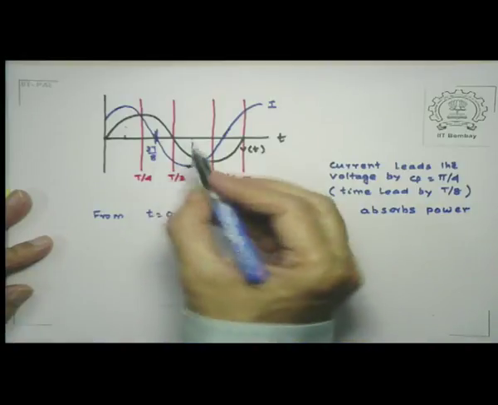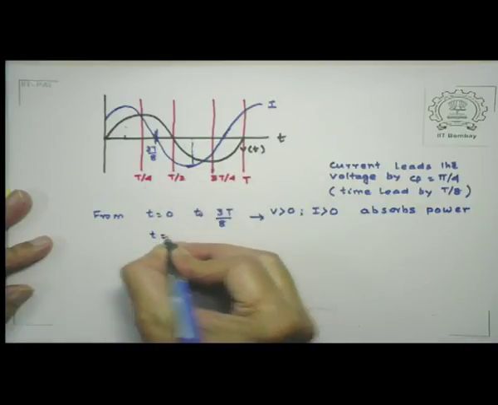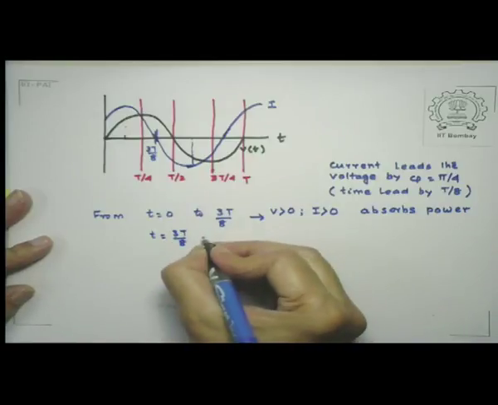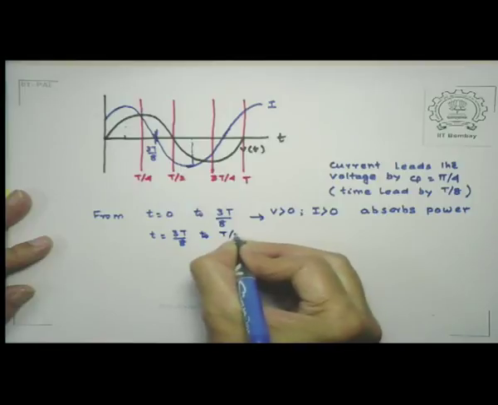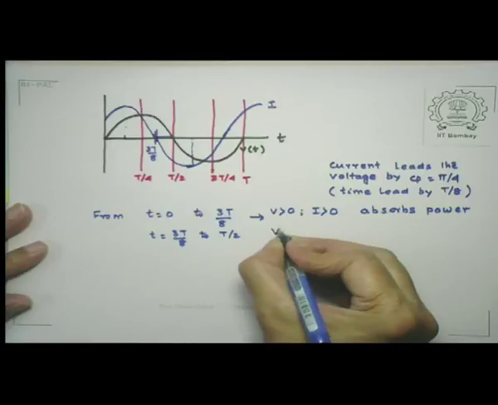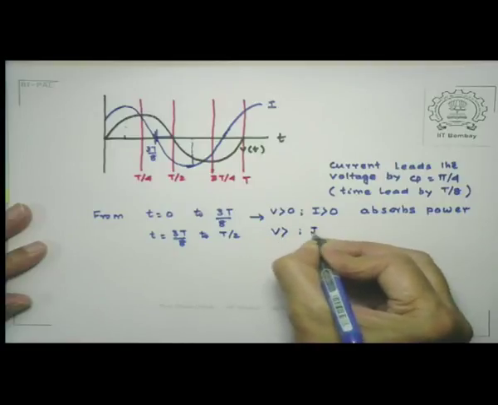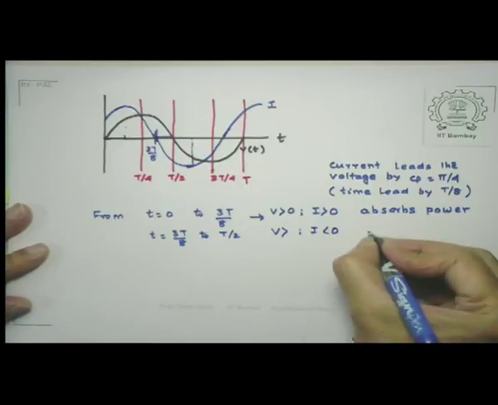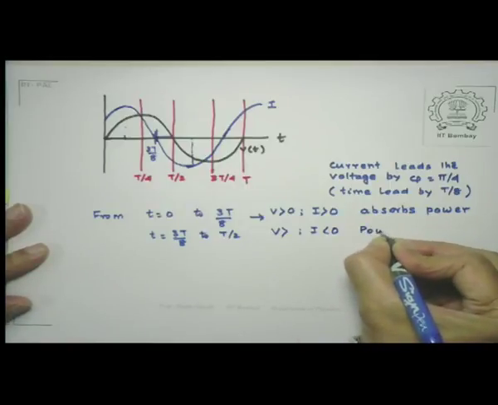Now from 3T by 8 till T by 2, that's in this section here, the voltage is still positive, but the current has now become negative. So V is greater than 0, but I is less than 0. So my power is negative and the power is returned.